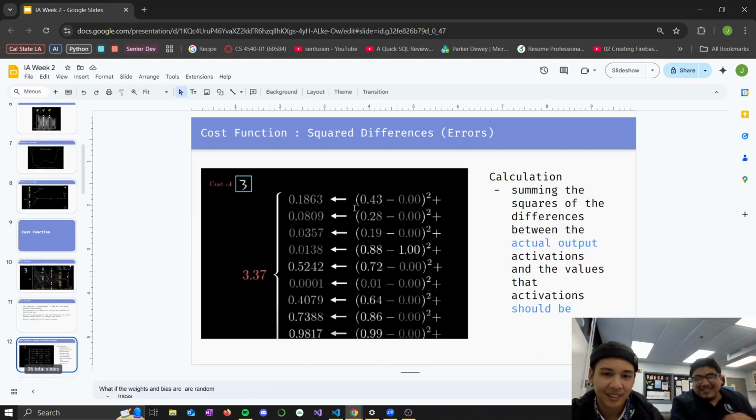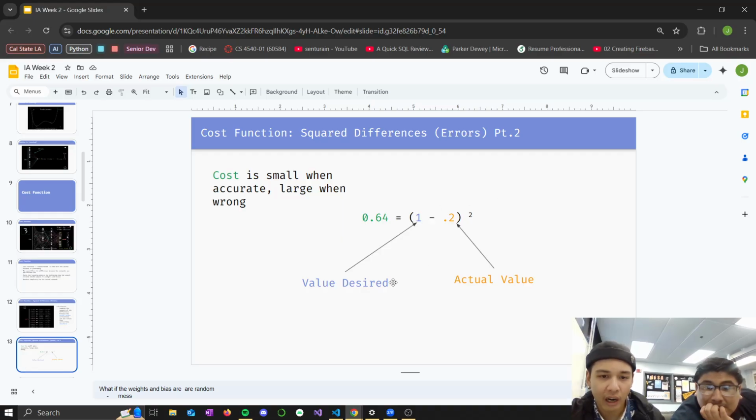Okay, so this is what it looks like. For each neuron, we calculate the difference and take the square of that. I'll explain it right here. Our desired value would be 1, but the actual value is 0.2, and we take that difference and square it, which gives 0.64. The smaller the cost, meaning the error, the better, but the larger, the more wrong. Does that make sense? Yeah.